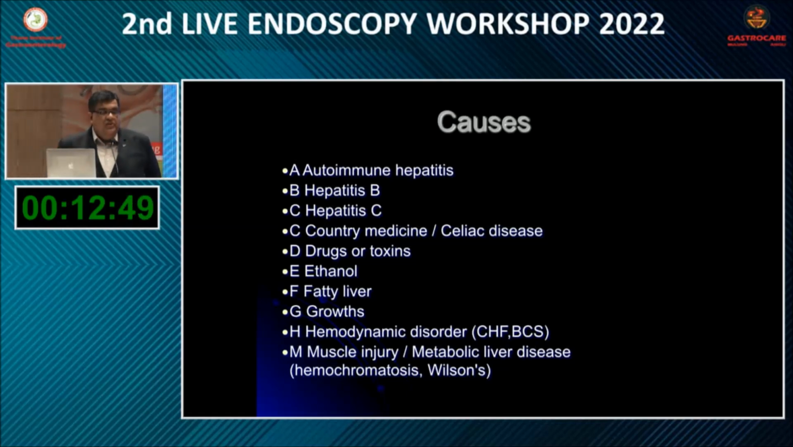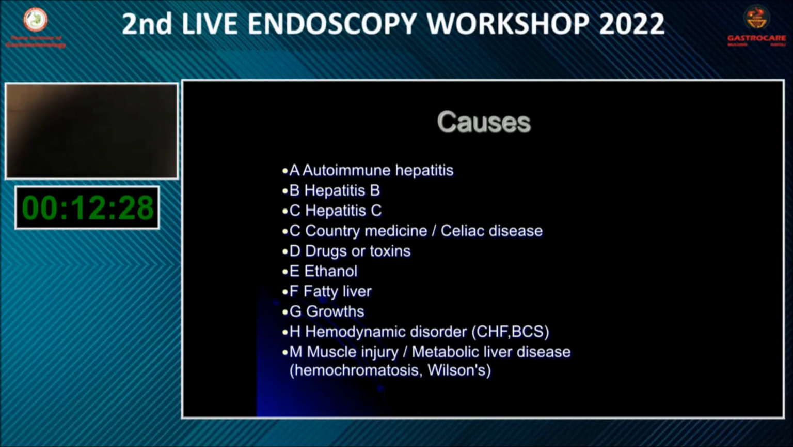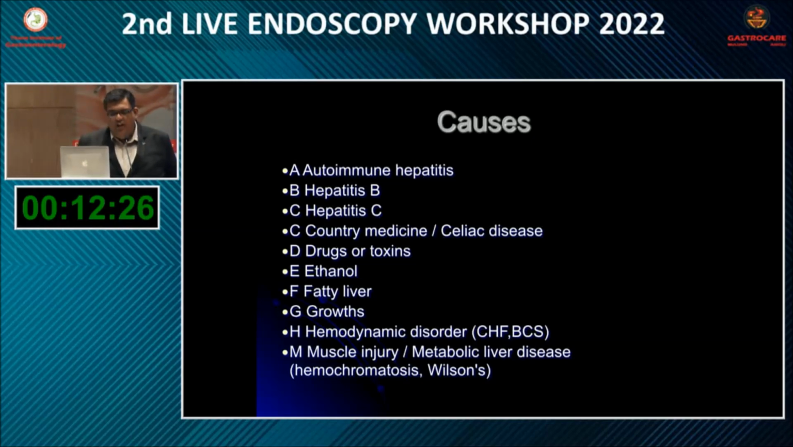G is growth spurts. This is another thing you have to remember. During growth spurts, you can have non-specific elevation of SGOT, SGPT. And that is again because the muscles continuously get torn. The cartilage is increasing, the ossification is happening, the muscles get stretched, and there's subclinical muscle injury, and you can get SGOT/SGPT increased. And then H is hemodynamic disorders like congestive cardiac failure or Budd-Chiari syndrome. And finally, M is metabolic liver diseases and muscle injuries.